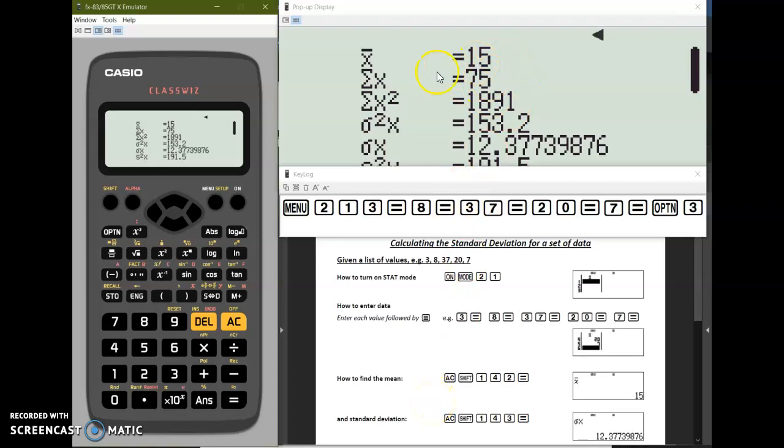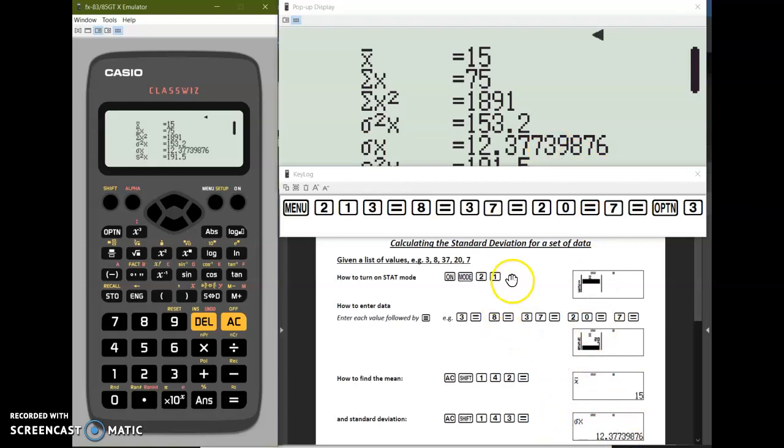And what you see here is we have our mean. It's 15, X bar, the first one on the list. And then you have to go searching for the one that has the sigma sign, sigma X. You're just going to have to learn that as a symbol. The sigma is the symbol that's used to describe standard deviation. And you can see there 12.377, etc., etc. Same as what we had in the older version.